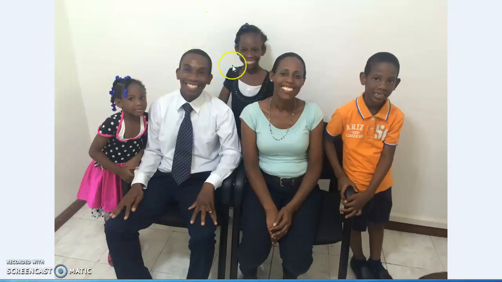So this is me in this picture, and my wife Patricia, and our first daughter Eliza, and our son Neil Foster, and the youngest one, Neila.